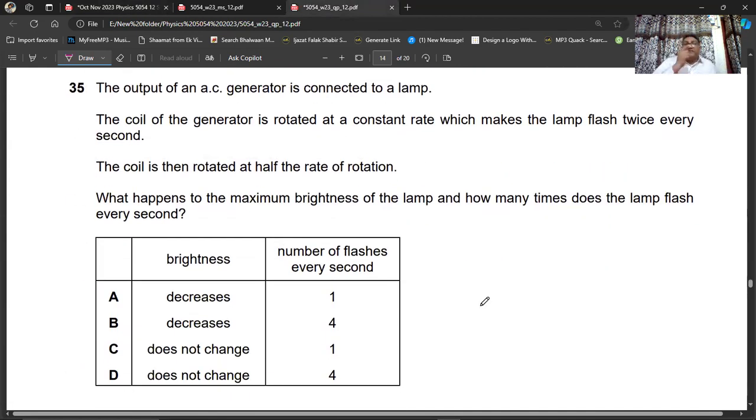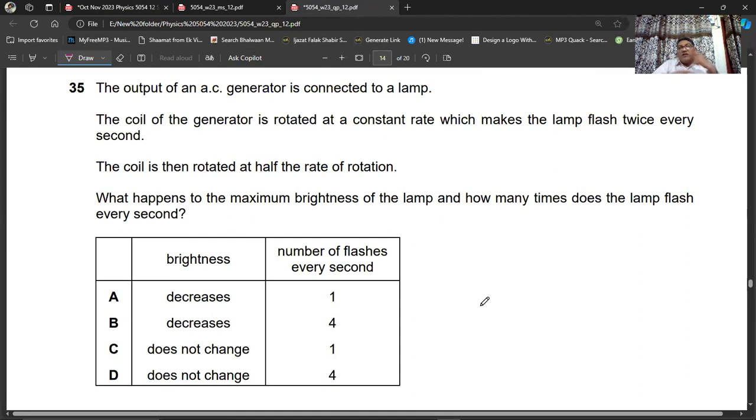Question number 35. The output of an AC generator is connected to a lamp. The coil of the generator is rotated at a constant rate, which makes the lamp flash twice every second. The coil is then rotated at half the rate of rotation. What happens to the maximum brightness of the lamp and how many times does the lamp flash every second?